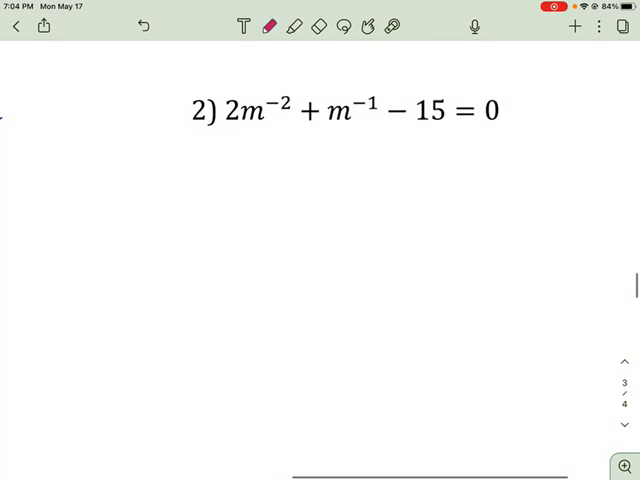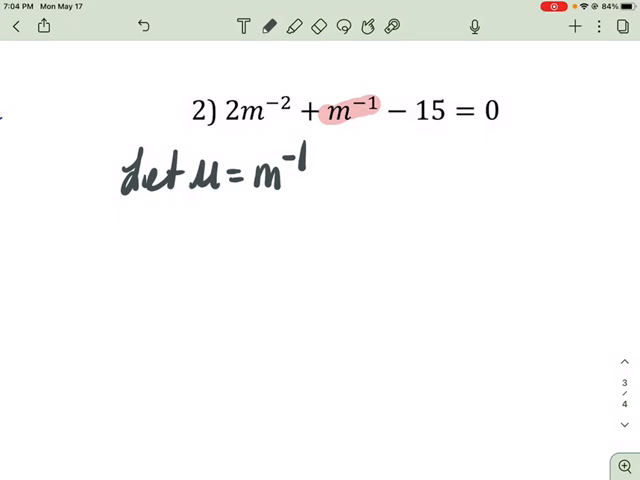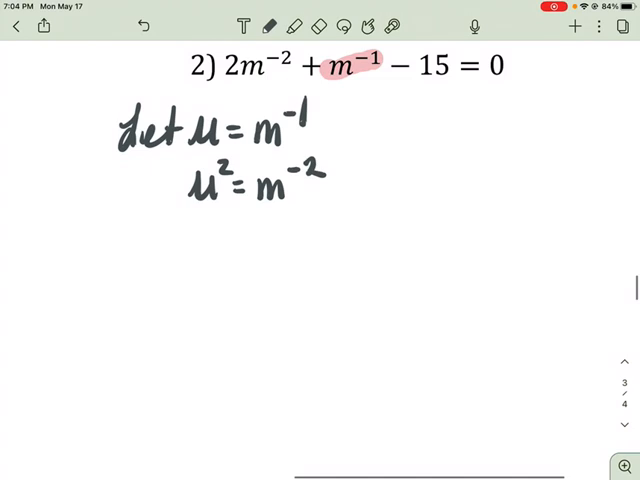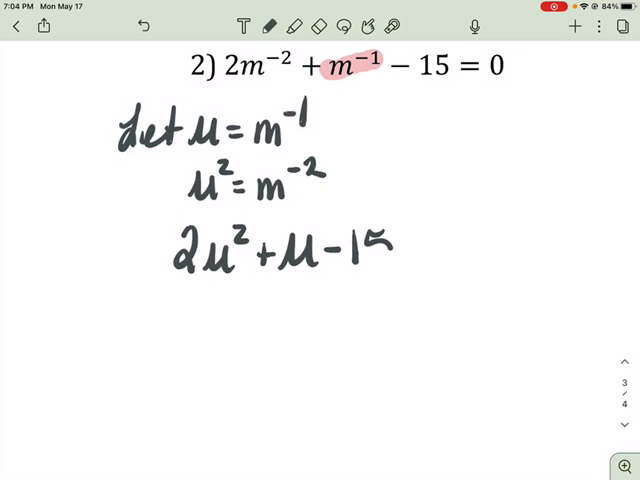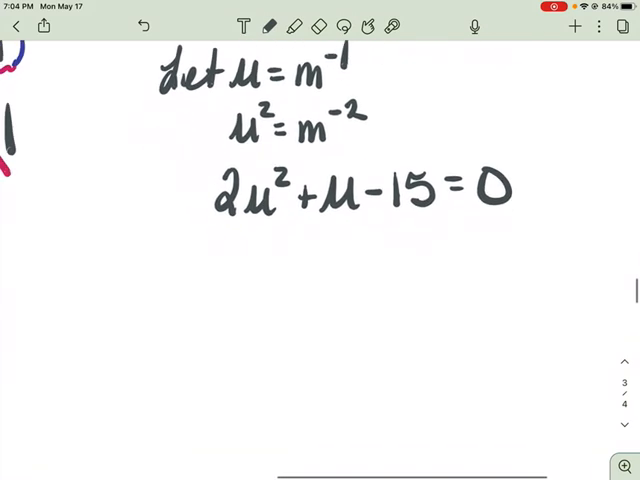All right, let's try this one. Again, they start looking more and more complicated, but if you keep in mind that the middle term is always going to be your let u part, it's going to become a lot easier. So if we let u be equal to m to the -1, and don't worry about the 1 over or anything else yet, then u squared is m to the -2. So let's replace and put those in: 2u squared plus u minus 15 is equal to 0. All right, so here I'm definitely going to have to.